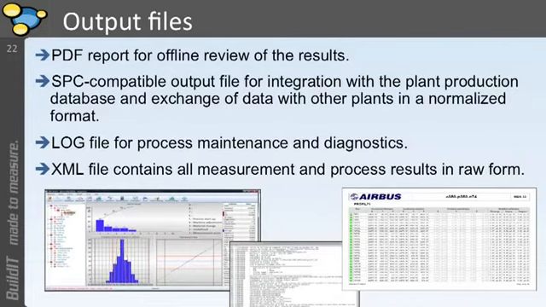And then obviously we generate the XML file, the result file that I mentioned before, providing all the process results and all the measurement results in a raw form. So basically everything would be contained in that XML. Everything they actually required for the process to go down the line would be in the SPC compatible file, and the PDF would be just a user-friendly way to show what we had already shown in the user interface directly once the process is finished.